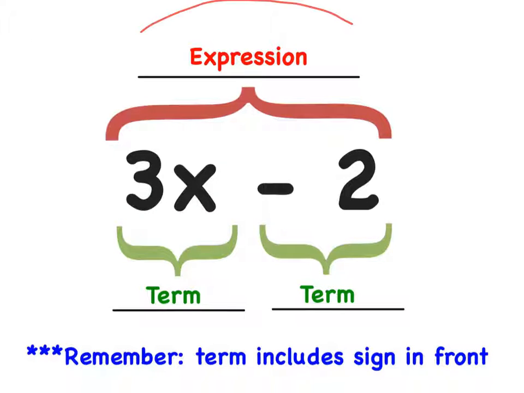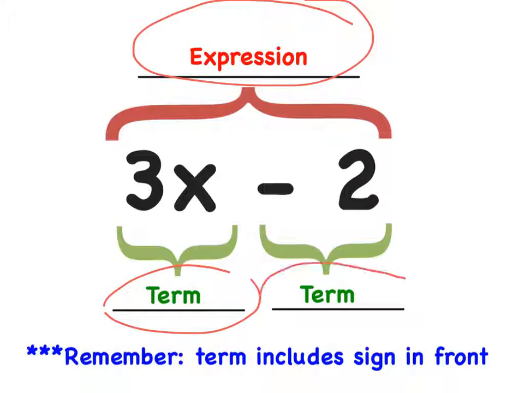So go ahead and label on your notes these three sections. So this entire thing, 3x minus 1, is an expression because it has numbers, symbols, and operations. However, we have two terms. 3x is a term and minus 1 is a term, and they're separated by that minus or negative sign. Something that's important to remember: the term is always going to include the sign in front. So the minus sign becomes part of the term.